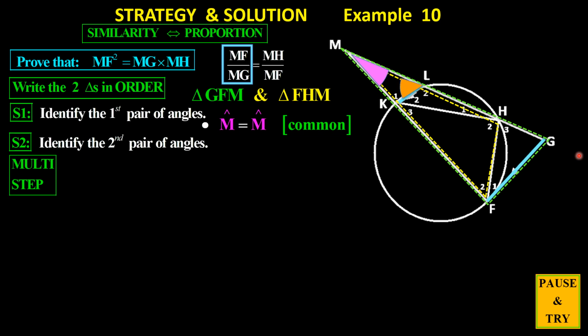And L1 will be equal to which angle? That's correct, equal to G, because L1 is equal to G, the corresponding angles. The lines are parallel. Okay. Now, what else do we have?